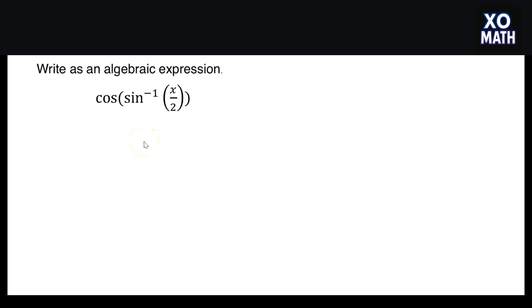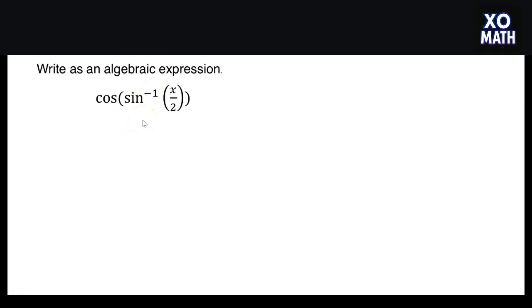Finally, the last one, we're not actually going to evaluate. The answer is not numerical, but the instructions say write as an algebraic expression. The process we're going to use, though, is similar to our previous evaluation. This is a trigonometric expression, so cosine of sine inverse of x over 2. We want to turn it into an algebraic expression, so essentially get rid of cosine and sine inverse somehow.